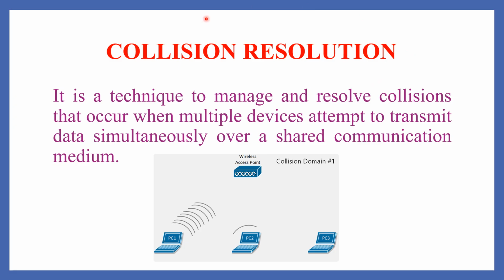So what is the actual definition of a collision? What do you mean by a collision? When multiple devices attempt to transmit data simultaneously over a shared medium, a collision happens. If a technique, protocol or algorithm has been designed to manage and resolve this collision, we call those protocols or algorithms collision resolution protocols. People have already built collision resolution protocols under the MAC layer.